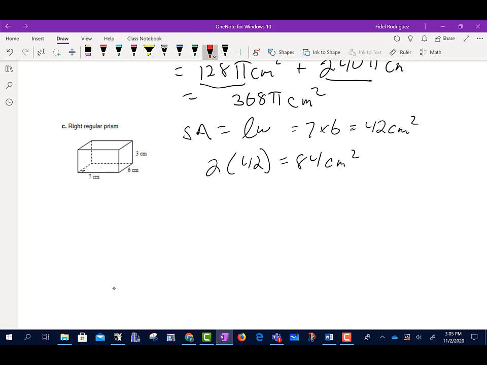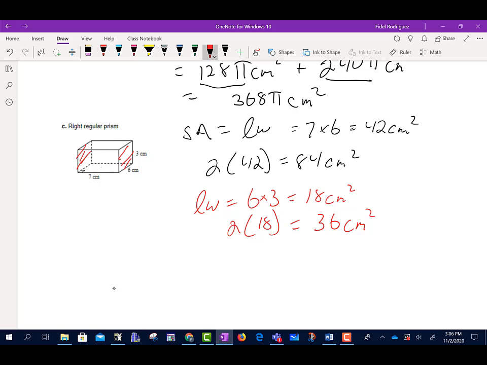Now let's see if we can find the area of the sides. So this is what I mean by the sides, okay? So again, I'm going to go length times width. And so let's see, we're going to take 6 times 3. That's going to give me 18 centimeters squared. And because there's this side and then that side over there, I'm going to take 2 times 18. That's going to give me 36 centimeters squared.